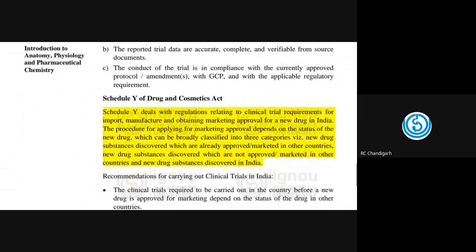Schedule Y of the Drugs and Cosmetics Act. Schedule Y deals with regulations relating to clinical trial requirements for import, manufacture, and obtaining marketing approval for a new drug in India. The procedure for applying for marketing approval depends on the status of the new drug, which can be broadly classified into three categories. New drug substances discovered which are already approved and marketed in other countries, new drug substances discovered which are not approved or marketed in other countries, and new drug substances discovered in India.